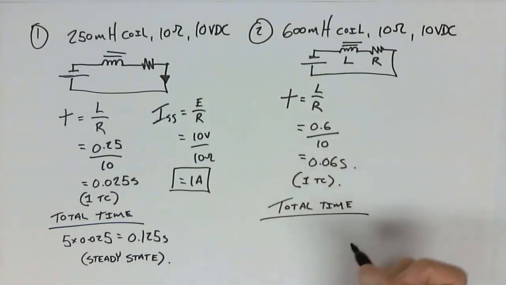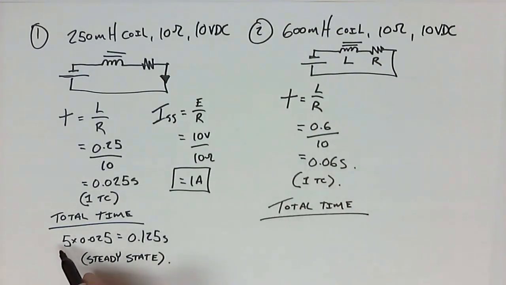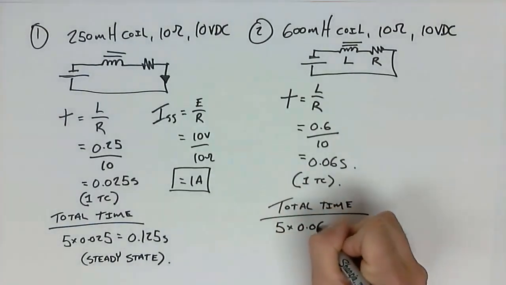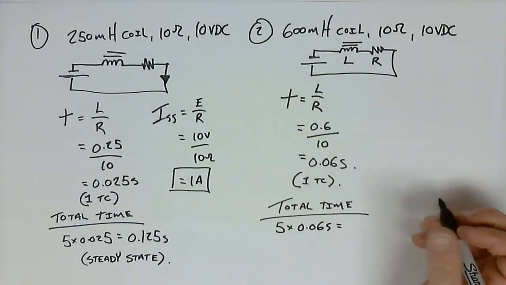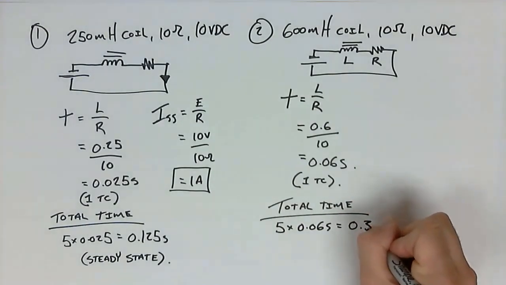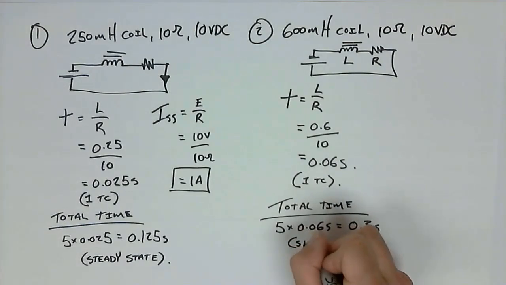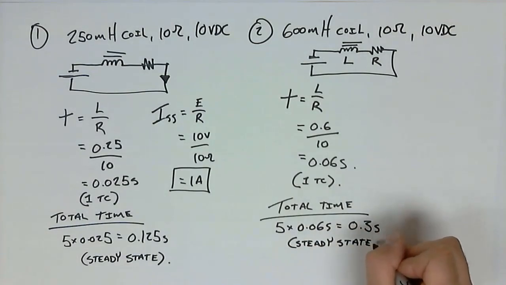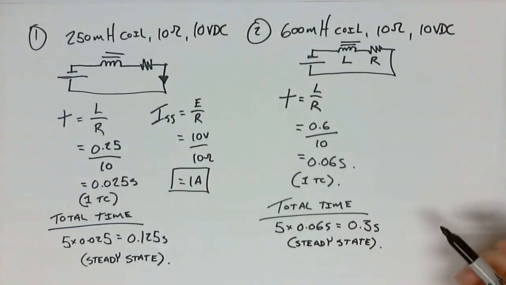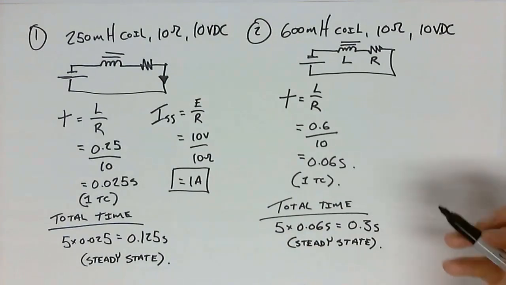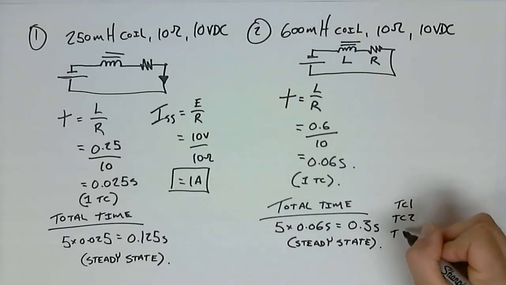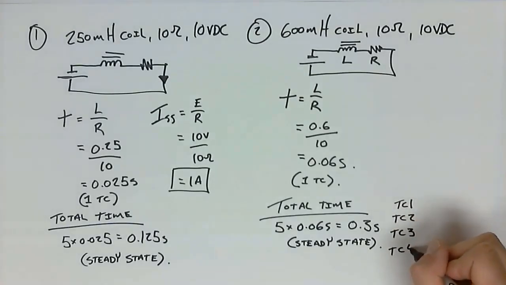Well, total time is the same as what we calculated over here, as in 5 times one time constant. So 5 times 0.06 would give me a total amount of time of 0.3 seconds in order to reach what's referred to as steady state. Could we calculate how much time it would take to get to time constant 1, time constant 2, time constant 3, time constant 4, and time constant 5?